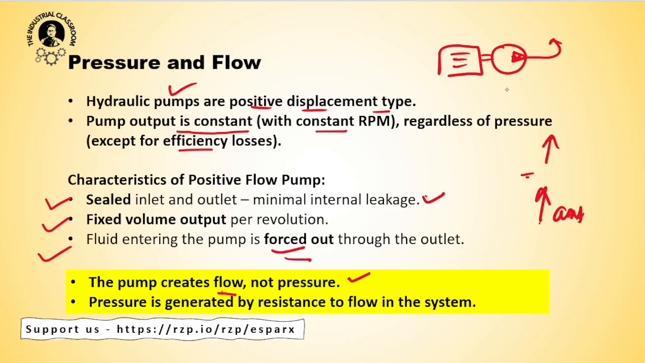So the pump which you are using, you are saying that we need a high pressure pump. It is not a high pressure pump, it is a high flow pump. Second, pressure is generated by the resistance to flow in the system. The more you block the pipe, the more you provide the turns, the more you offer resistance to the path, you will see that the pressure will increase. For example, we will provide the example in the next few topics.